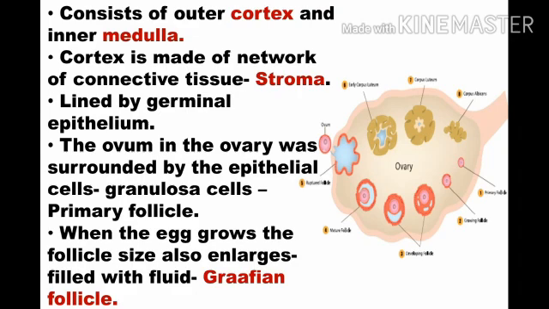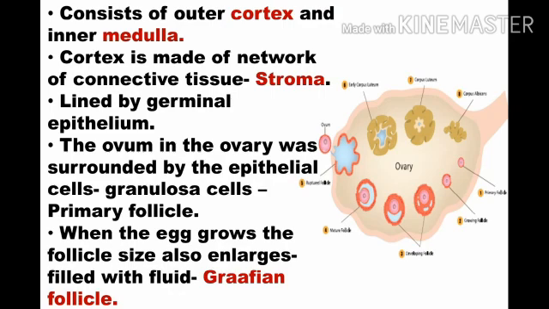The ovum in the ovary is surrounded by epithelial cells. The ovum is the egg. The egg is present inside the ovary, surrounded by epithelial cells called the granulosa cells. Together, the egg and the epithelial cells form the primary follicle. Then when the egg starts to grow, the follicle size also enlarges, and the egg is present inside that follicle. The space between the egg and the follicle cells is filled with fluid. Everything together, the egg, the follicle cells and the fluid, we call the Graafian follicle.